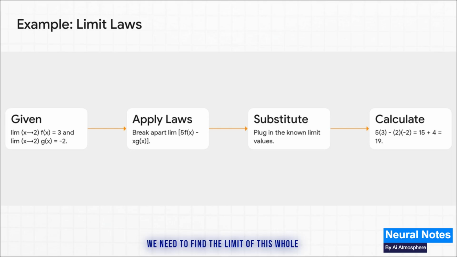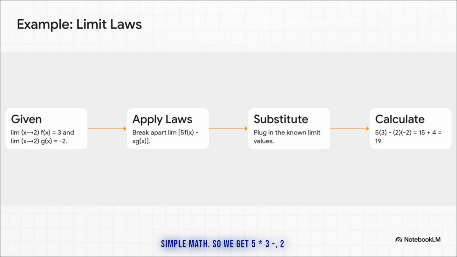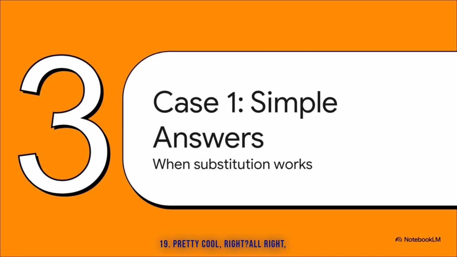We need to find the limit of this whole combination of functions. And get this, we don't even know what the functions f of x and g of x actually are, but it doesn't matter. Using those limit laws, we can just split the problem apart, plug in the limit values we do know, and do the simple math. So we get 5 times 3 minus 2 times negative 2, which gives us a final answer of 19. Pretty cool, right? All right, Section 3.